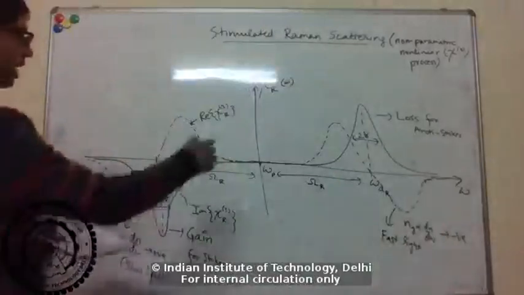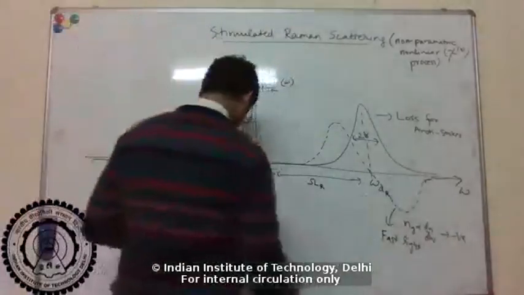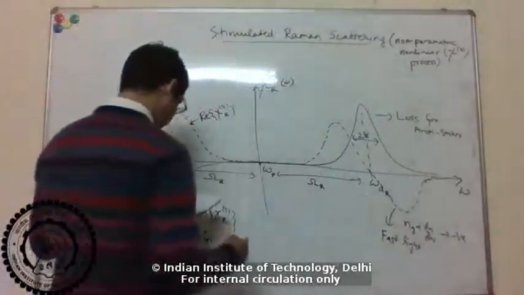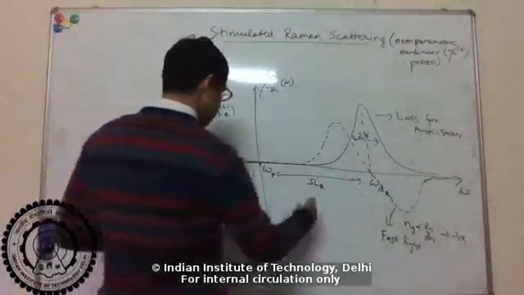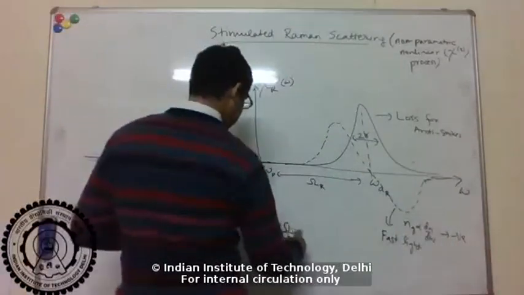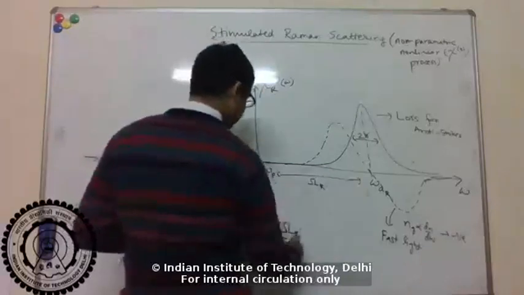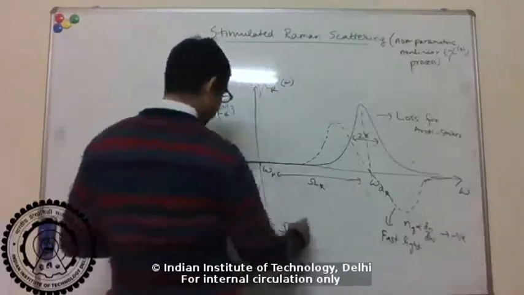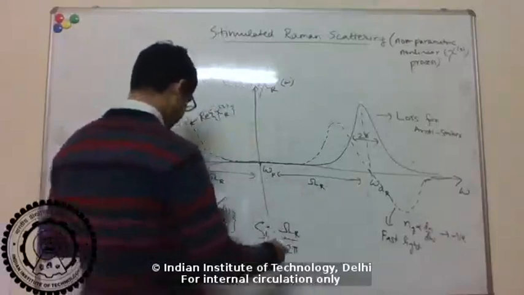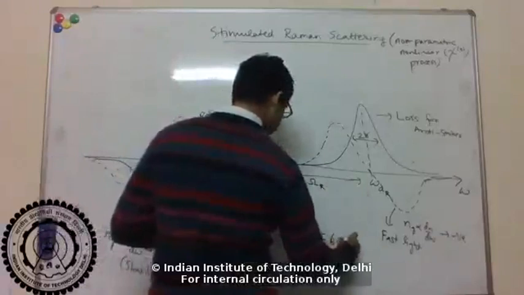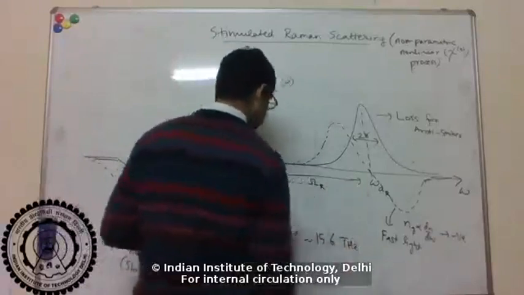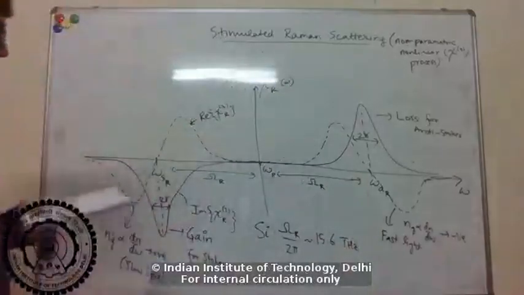So let's look at some typical values. So what is this Raman shift here? If I look at silicon, this Raman shift, omega r is the angular frequency, right? So omega r by 2 pi is the actual frequency in hertz. That's about 15 terahertz for silicon.